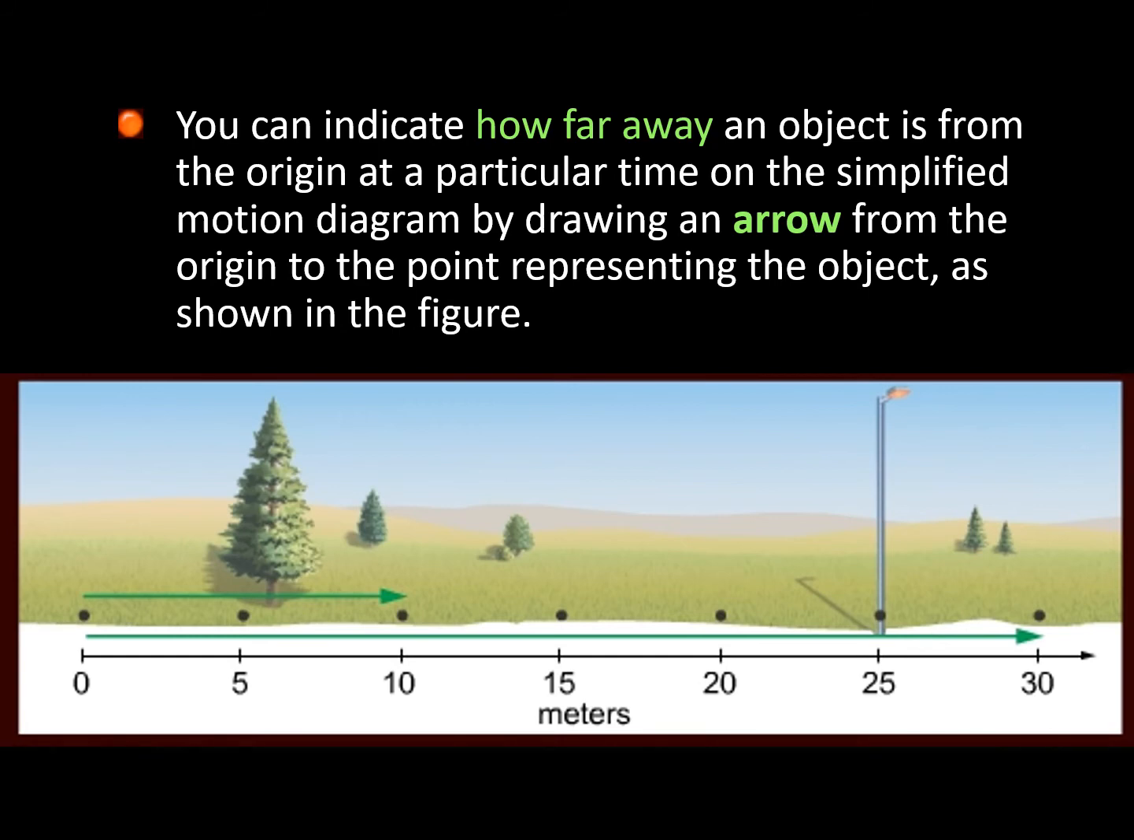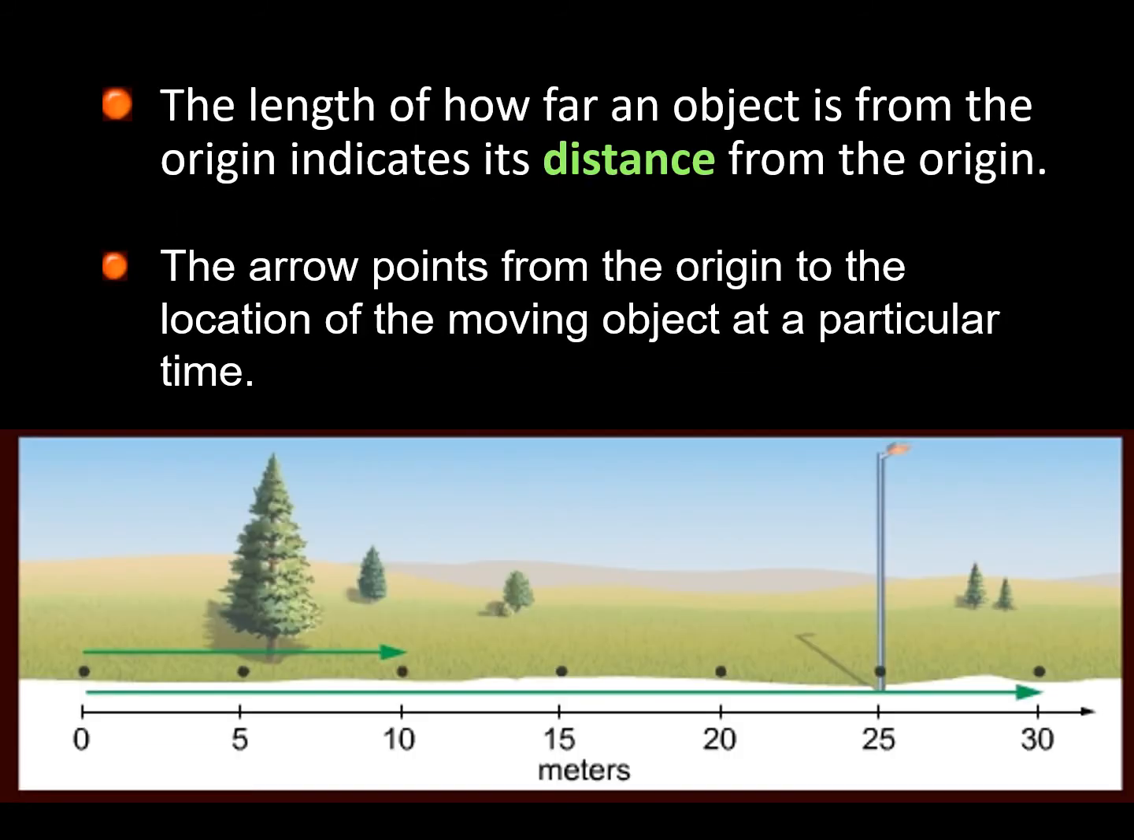So see those green arrows, that indicates that at one point the runner had traveled from 0 to 10, had traveled 10 meters, and that at another point had traveled from 0 all the way over to 30, or 30 meters. So the length of those arrows indicates the distance that the runner has traveled at that particular time. Okay, so measuring from the origin to the position of the runner tells you the distance that they have traveled at that point in time.